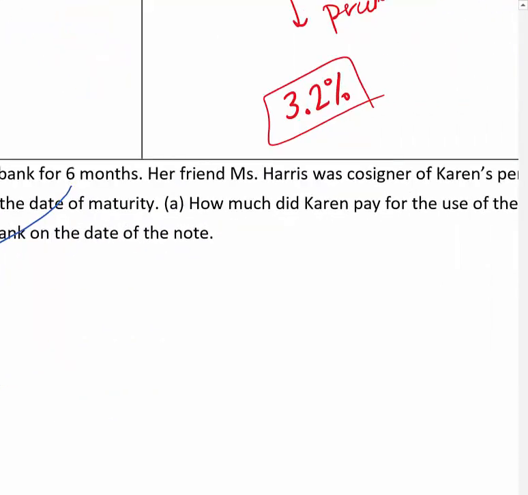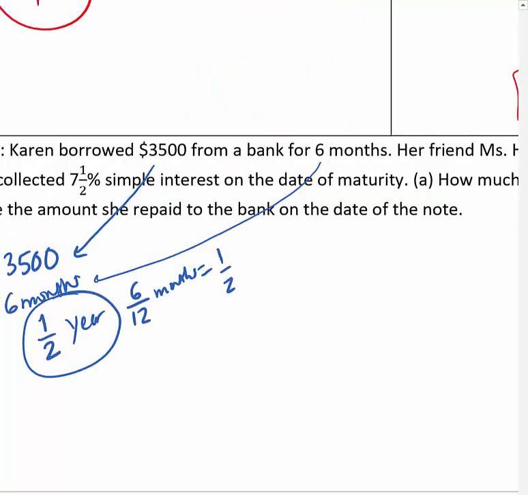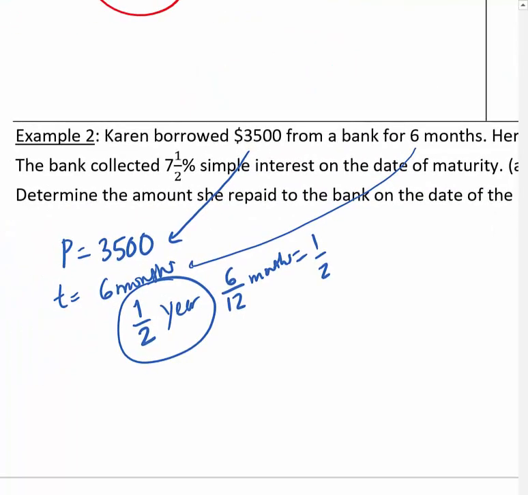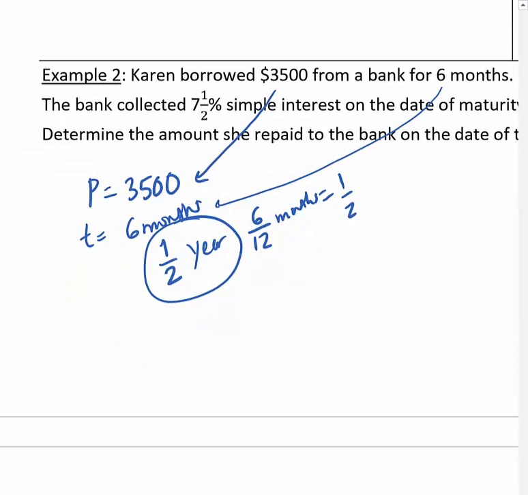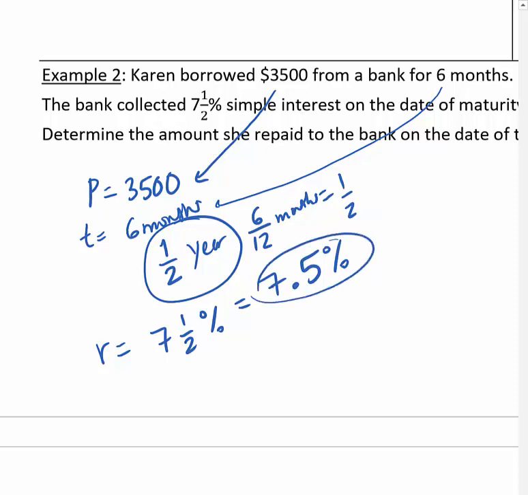Her friend, Miss Harris, was co-signer of Karen's personal note. The bank collected 7.5% simple interest. Okay, so there's the interest rate, 7.5%. And you know what? It's kind of hard to have a percent where part of it's a fraction, like 7 is a whole number, but a half is a fraction. So you might want to change it to a decimal and think of it that way. That's a lot easier.